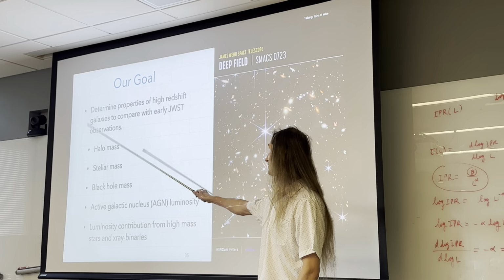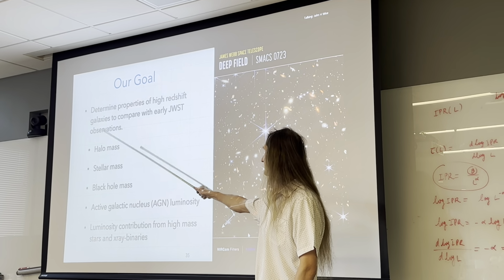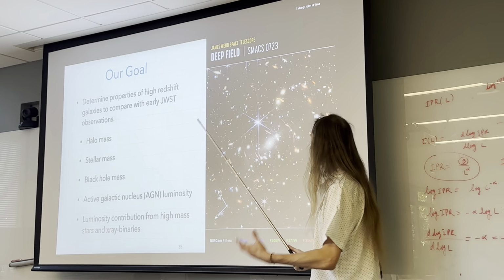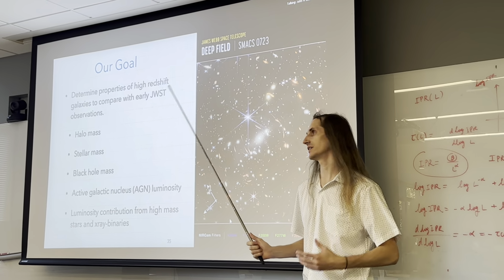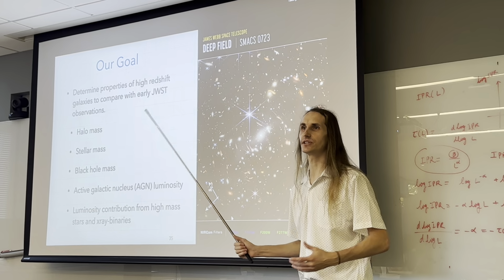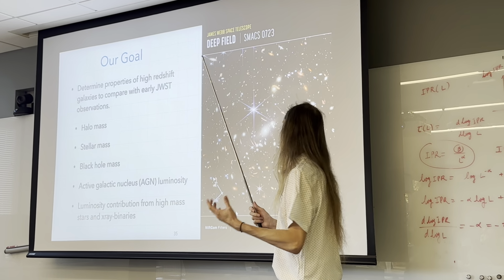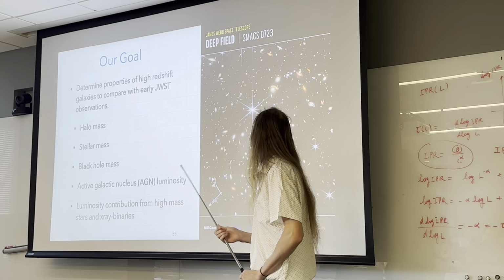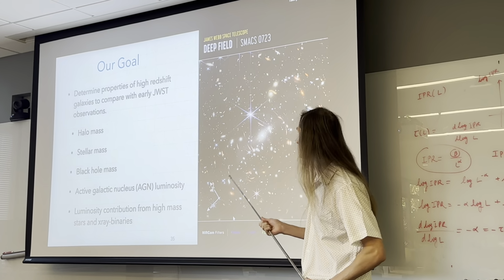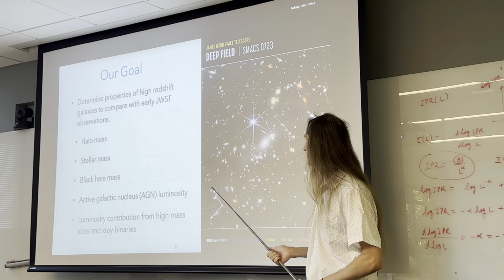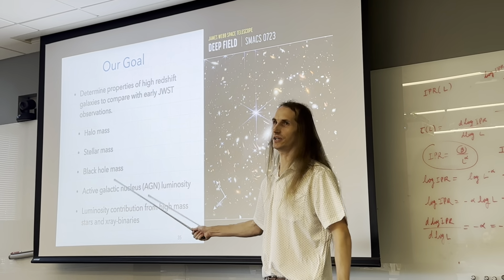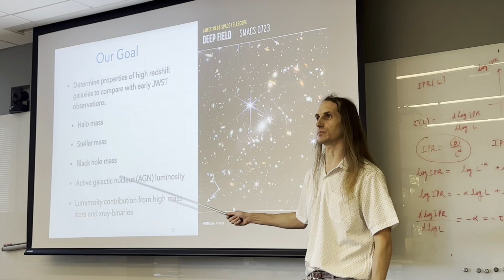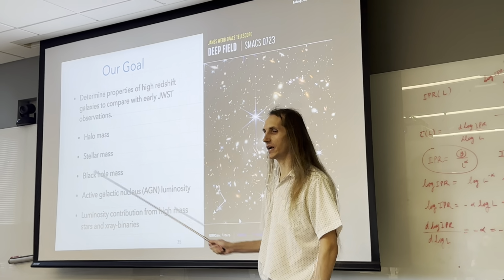So we want to try to determine properties of these galaxies, like the halo mass, the stellar mass, whether or not these galaxies have supermassive black holes in them, if these are active galaxies, if they have an active galactic nucleus, where accretion of matter onto the black hole glows incredibly bright and actually can outshine the rest of the galaxy and the stars in some cases, and determine if there are any contributions to the luminosity from high mass stars like Pop III stars or X-ray binary stars.